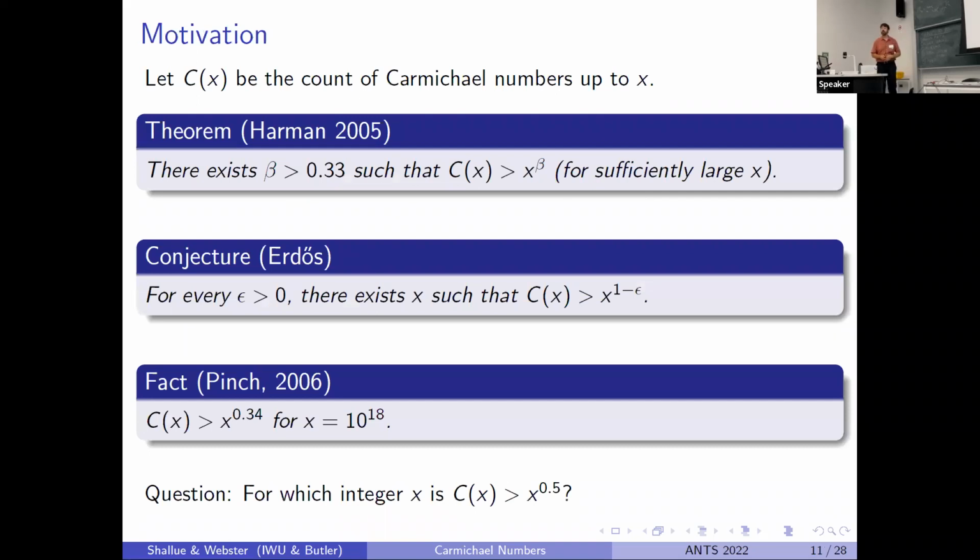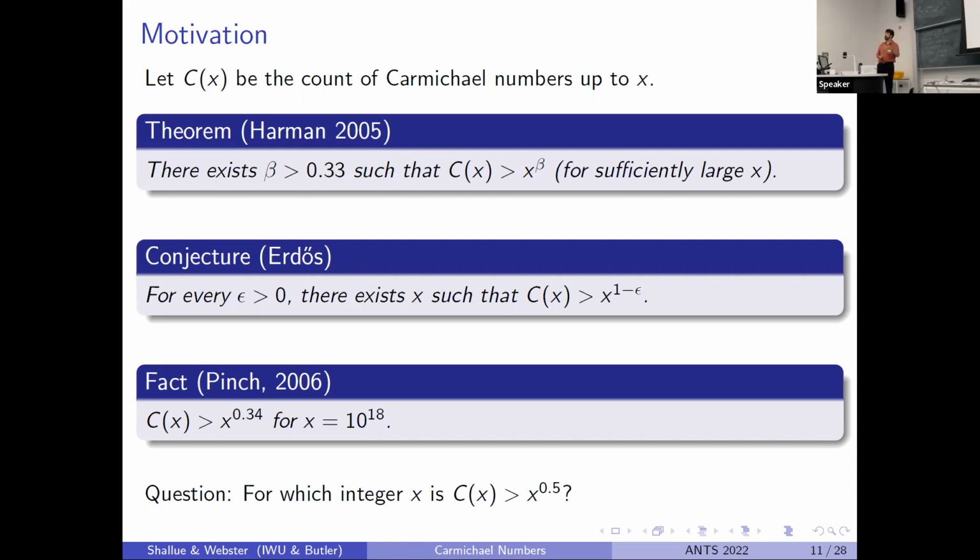Okay, so I want to give you a little bit more motivation, other reasons to care about this problem, other than the fact that Carmichael numbers are great, they're beautiful, they have nice divisibility properties. But here's a problem that has motivated people for a while: C of X, for sufficiently large X, is greater than X to the beta, and what values of beta can we get? C of X being the count of Carmichael numbers up to X.